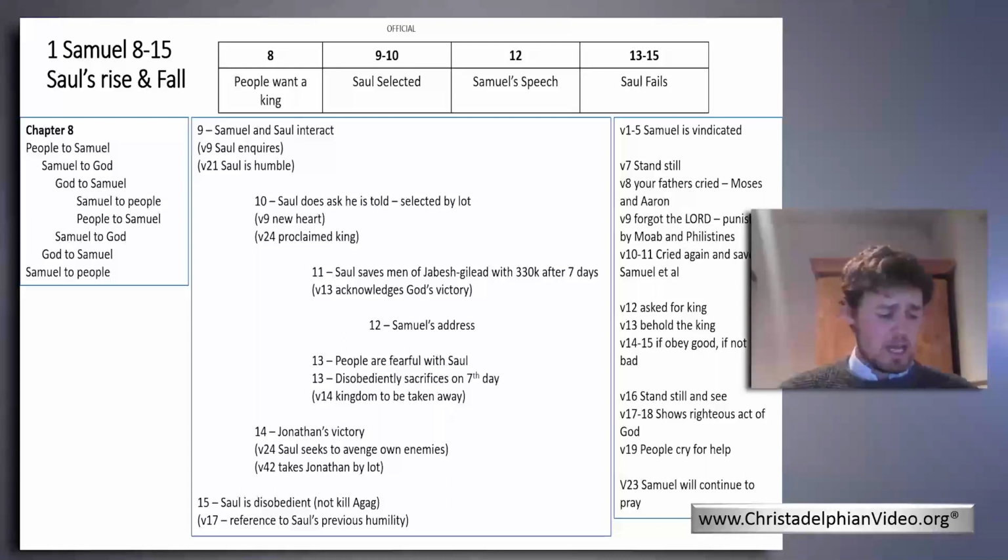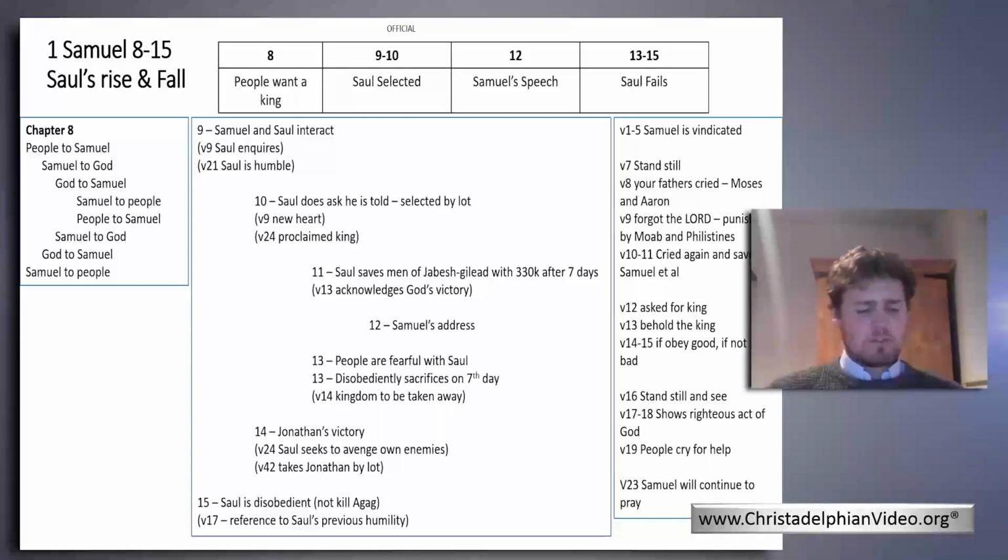And the first act that he does as king is to go and save part of his kingdom. He goes to save the men of Jabesh Gilead, and he rallies all of Israel and manages to rally an enormous army from Israel of over 300,000 men. And he goes and saves the men of Jabesh Gilead after 7 days. And in verse 13 of chapter 11, he acknowledges that it is God that has actually wrought this victory.